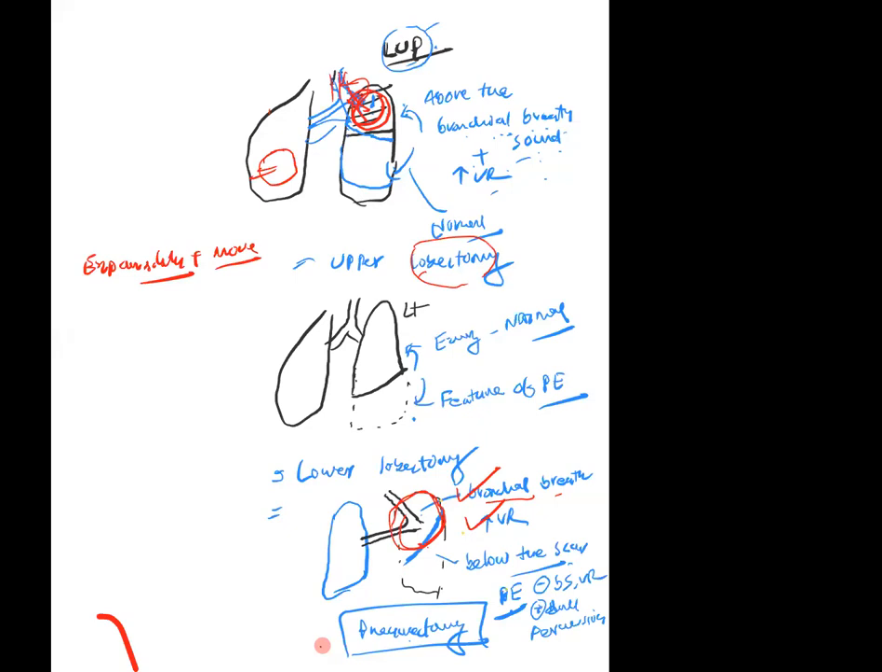So these are the three findings: upper lobectomy, lower lobectomy, and pneumonectomy. In every case you will find the scar. So it is not simple collapse or fibrosis. It is surgical, so pneumonectomy or lobectomy. How we differentiate, I have already said this. Any other question?